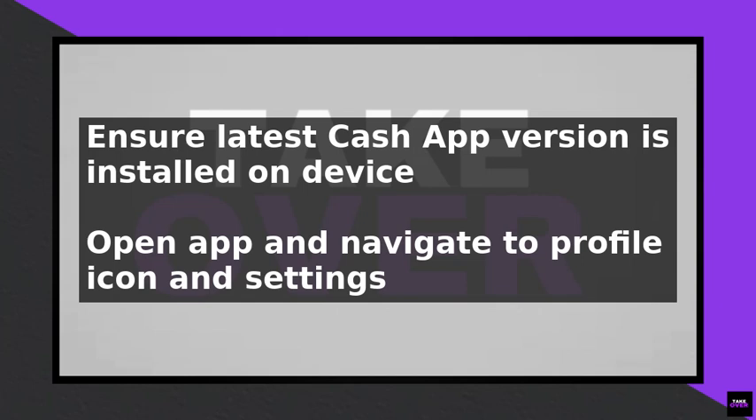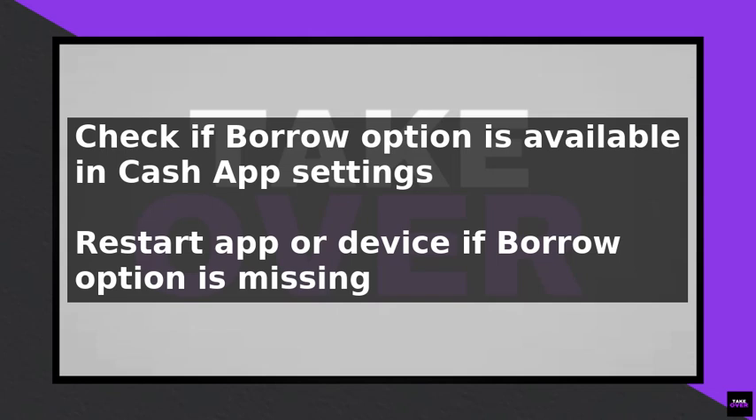If you do not see it, try restarting the app or your device. If the issue persists, check if you are eligible for a Cash App loan. To be eligible, you must have an active Cash App account with a verified account and a history of using the app for transactions. You must also be at least 18 years old and have a valid Social Security number. Ensure your account is verified and you have provided the required identification documents.